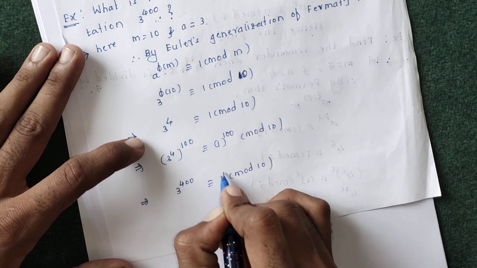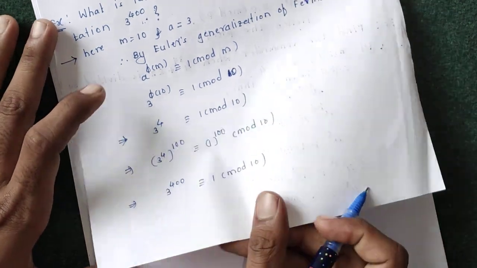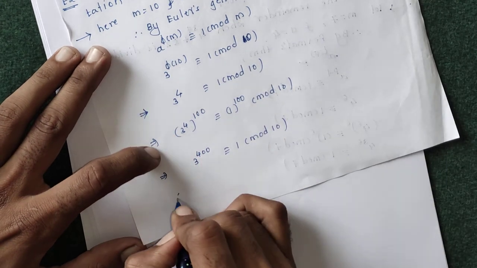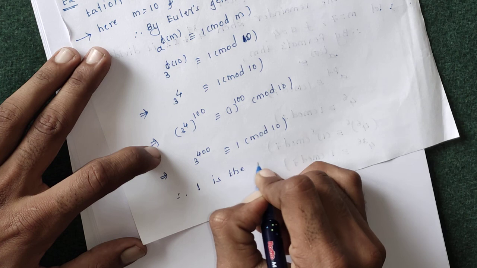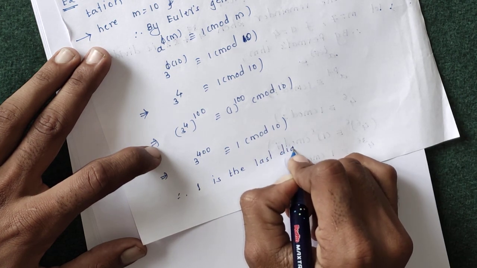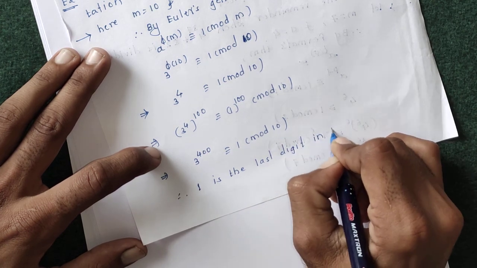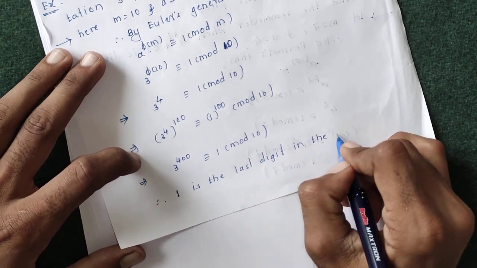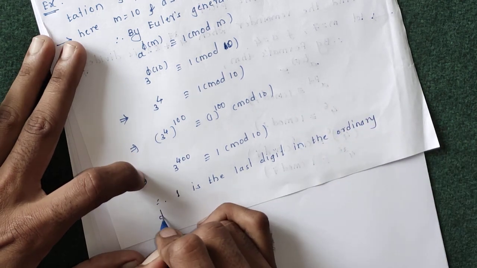Then this is the last digit in the ordinary decimal representation of 3 raised to 400. Therefore 1 is the last digit in the ordinary decimal representation of 3 raised to 400.